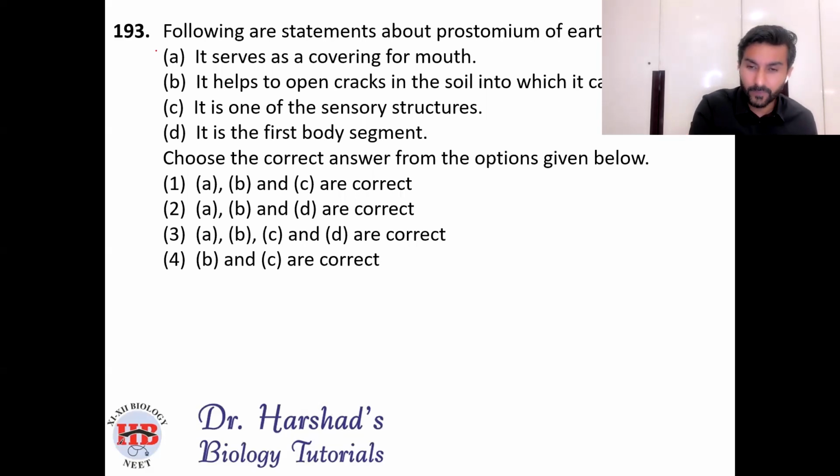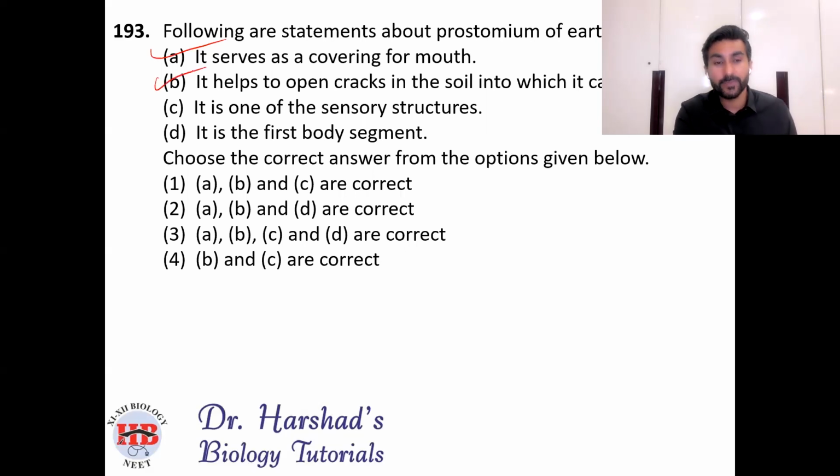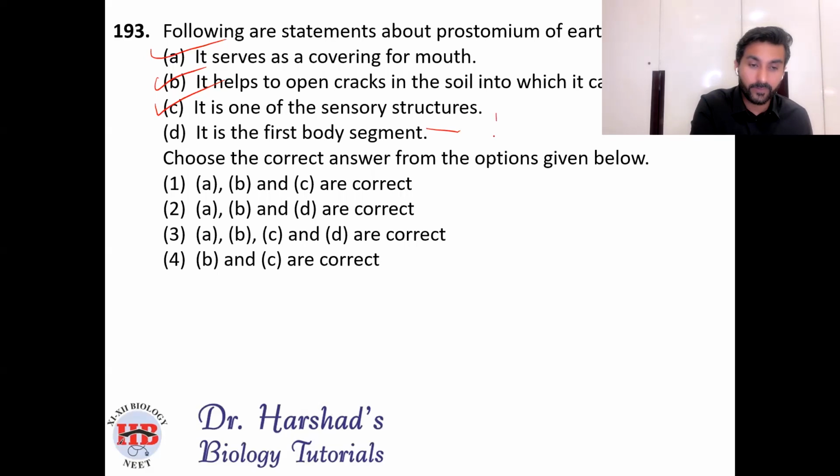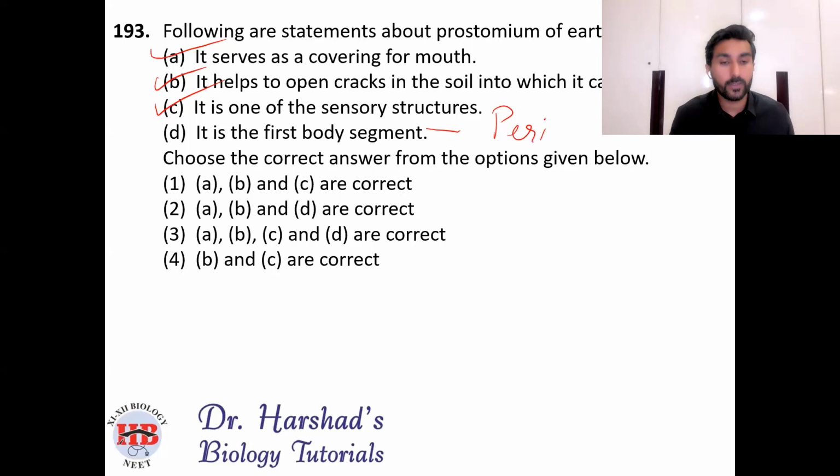Since it acts as a cover of the mouth, this is the first statement which is correct. It helps in burrowing, so the second statement is correct. It has sensory receptors, so the third is correct. The fourth statement is wrong because the first segment of the cockroach is called peristomium, not prostomium. Prostomium is the cover of the mouth. So statements A, B, C are correct. Our answer would be option number 1. Of course, this would have been the optional question which most of us would leave because it's from the part of earthworm.